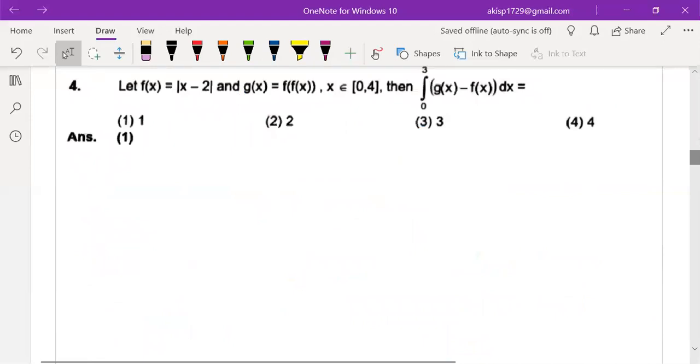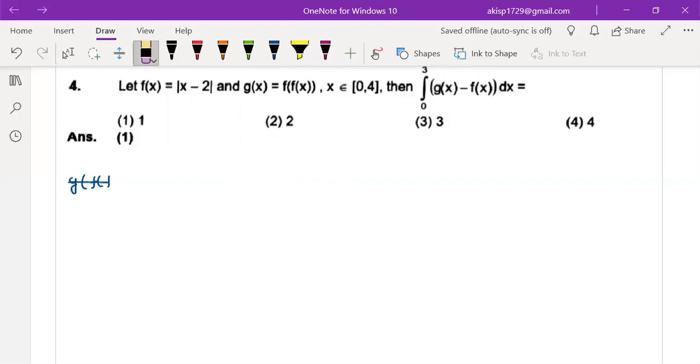So coming on to the fourth question, we have f(x) given to us as mod x minus 2, and we want to find what is g of x. g(x) is given to us as f of f(x). So let me rub this off. So g(x) here is given to me as f of f(x). So we want to find what is g(x). So we need f of f(x).